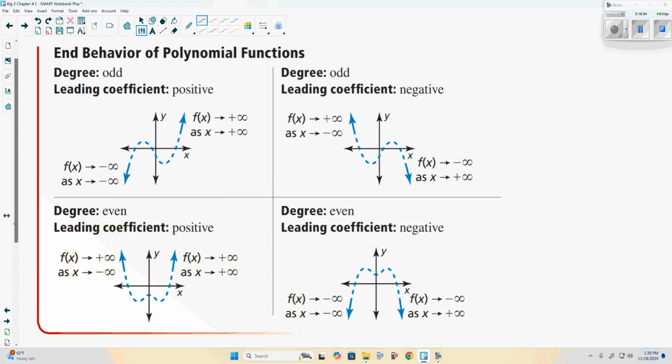Now the degree. All right, guys. So the degree of a polynomial function can be one of two things. It's either going to be even or odd. I mean, this is going to be the same thing as this here. Because the degree can be one of two things. It's either going to be even or it's going to be odd.